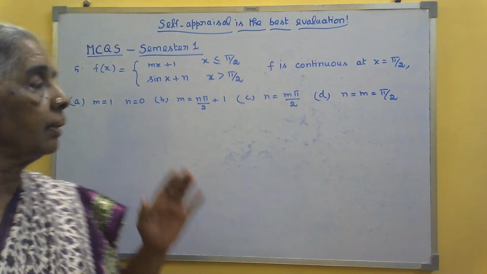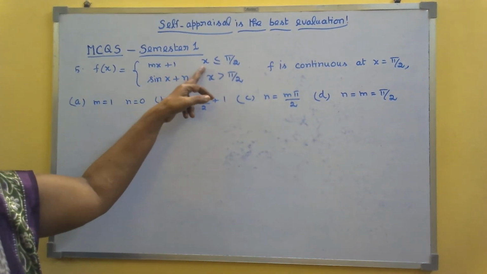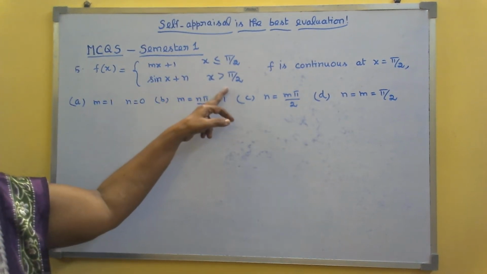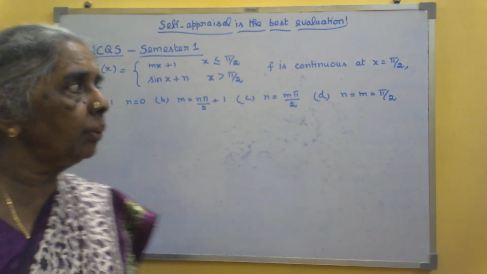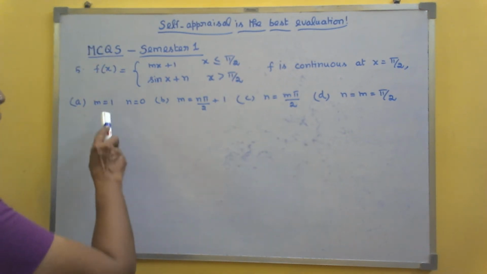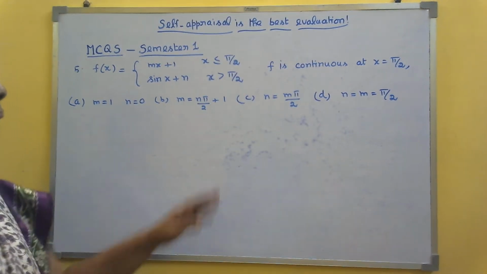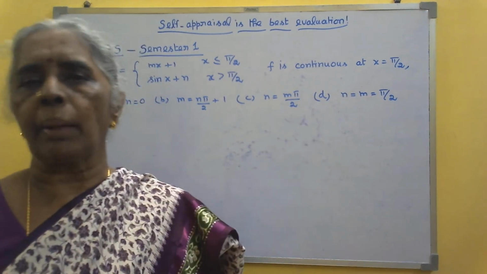Fifth example. F of x is equal to mx plus 1, x lesser than or equal to pi by 2, sin x plus n, x greater than pi by 2. F is continuous at x is equal to pi by 2 and they have given you 4 options. M is 1, n is 0. M is equal to n pi by 2 plus 1. N is equal to m pi by 2. N is equal to m is equal to pi by 2.